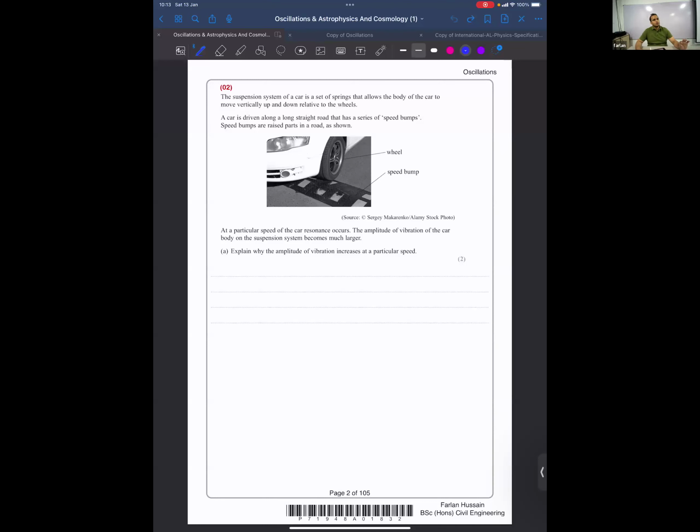Full stop. So when it is driven at its natural frequency, the energy transferred to it will be maximum, and it will oscillate with maximum amplitude.